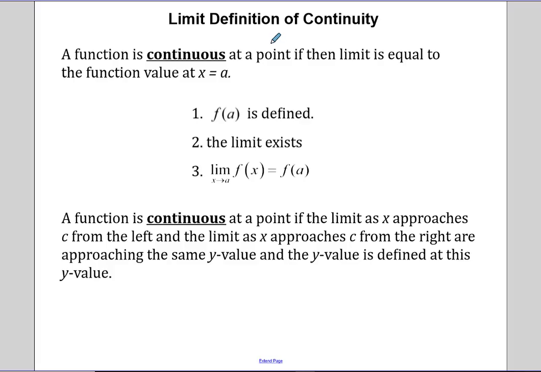Then the limit definition of continuity is an important topic in calculus. We say a function is continuous at a point if the limit is equal to the function value at that point, x equals a. And there are 3 conditions that are necessary. The first condition is that the function value is defined at that point, a. The second condition is that the limit has to exist. And then the third and most important condition is that the limit at your target number has to be the same as the function value at that target number.